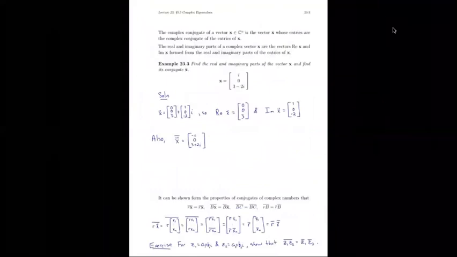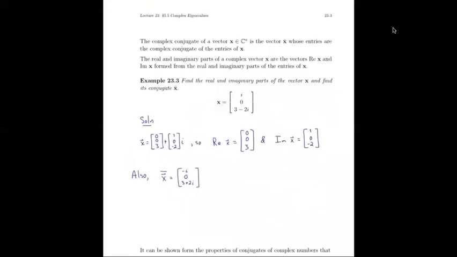So now, just a quick review of some of the things we've used. The complex conjugate of a vector. We've already used the complex conjugate of a complex number, but for a vector we'll denote it as x bar. And it's really the vector whose entries are the complex conjugates of the entries of x. And we're going to do an example of this down below.